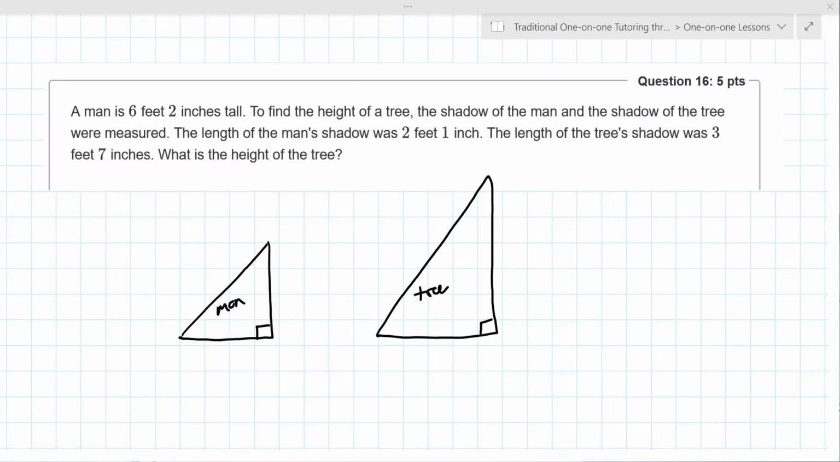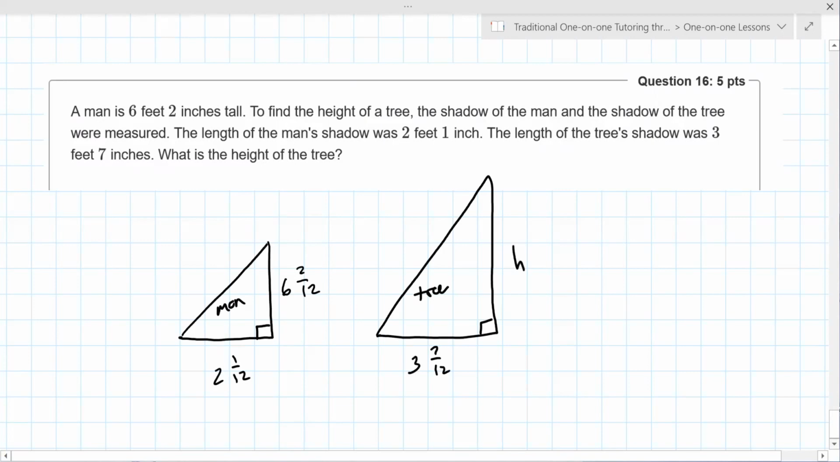How are you doing on this one? Good. I just labeled them. Okay, is this what you have?